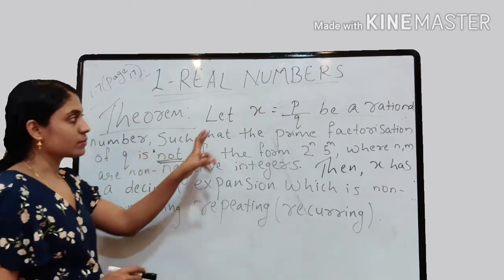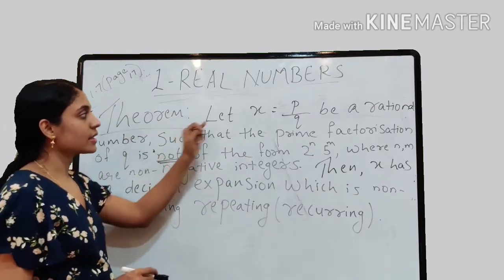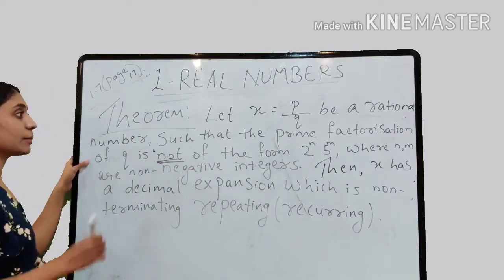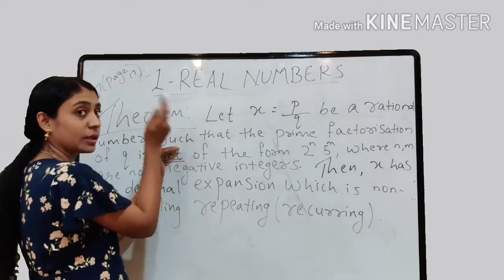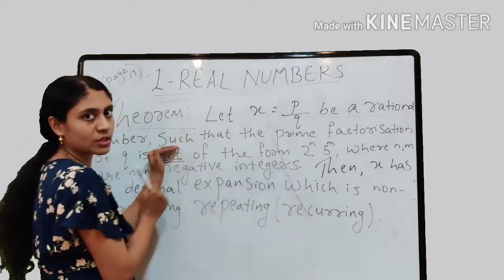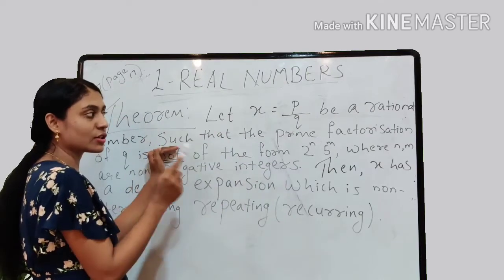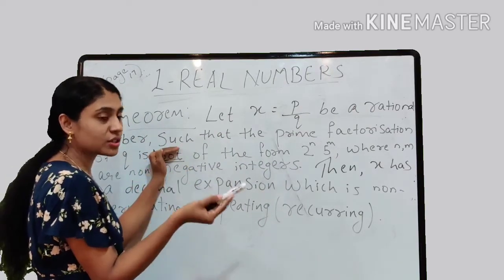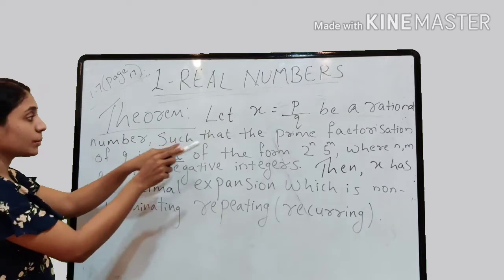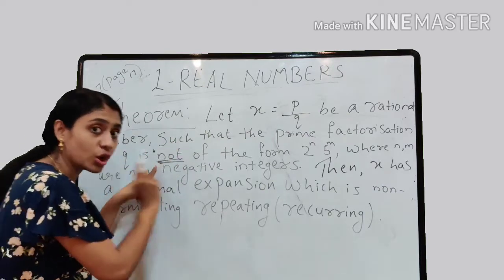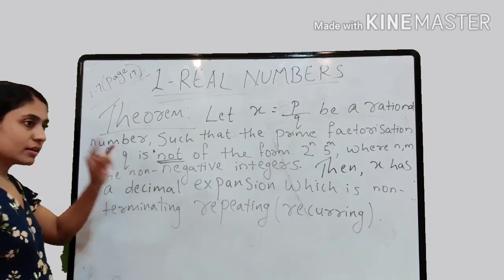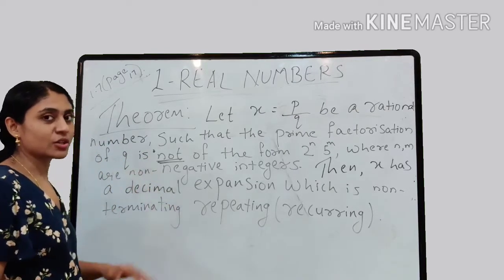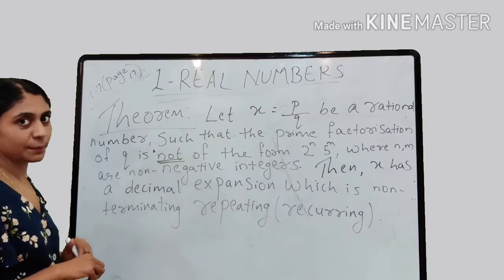Okay, so what was the previous theorem, that is theorem 1.6? Just a slight difference between this and that theorem, that is let x is equal to p by q be a rational number such that the prime factorization of q is of the form 2 raised to n, 5 raised to m, right? Then such rational numbers have a decimal expansion which terminates. But in this case, the prime factorization of q is not of the form 2 raised to n into 5 raised to m. Then the decimal expansion of such a rational number is non-terminating repeating, right?